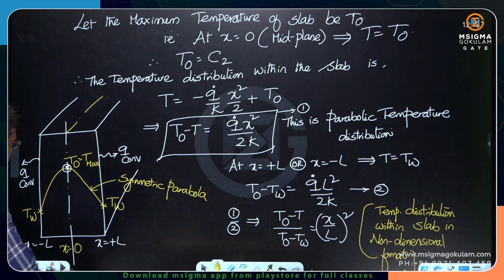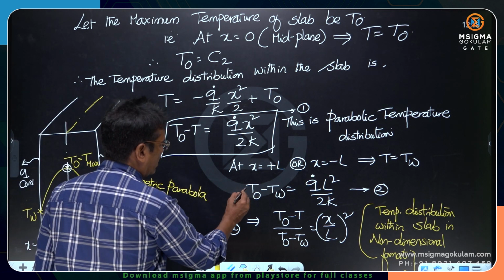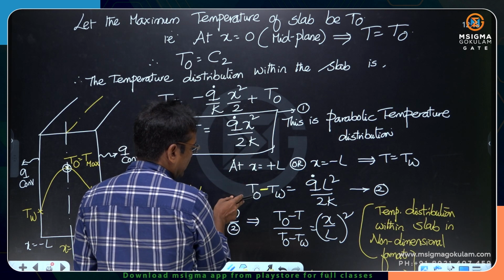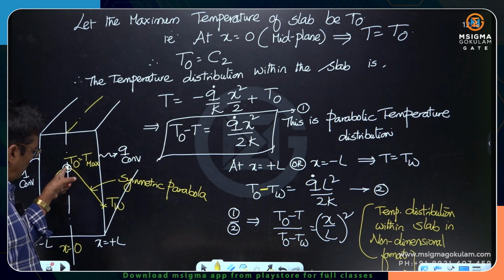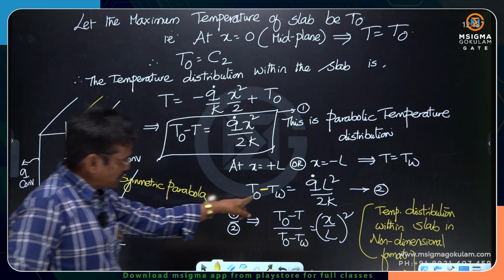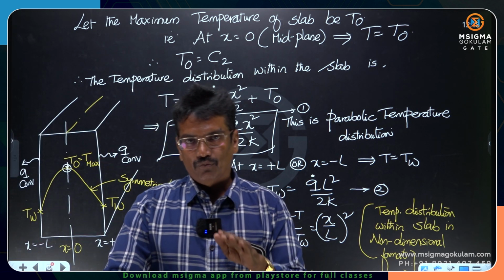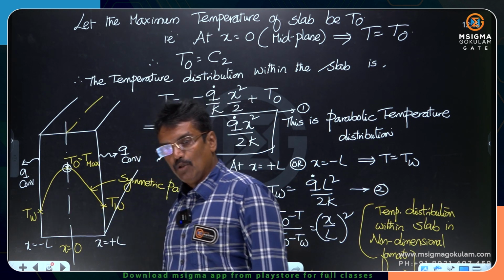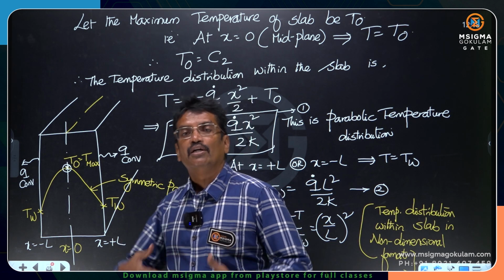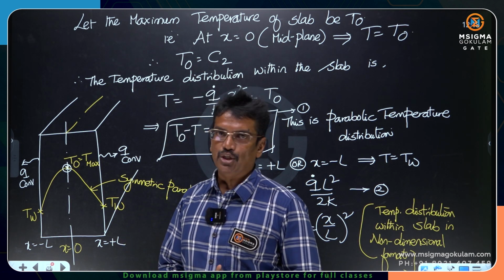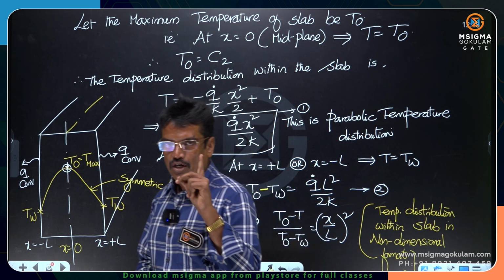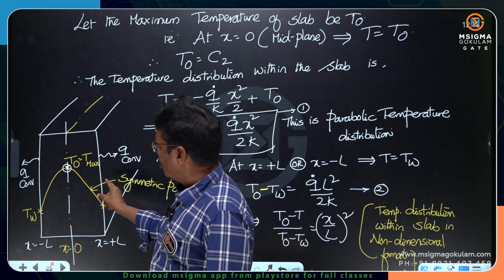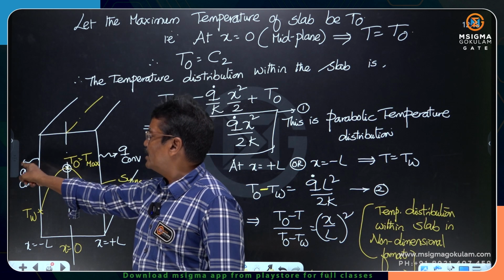If you want to get the maximum temperature, T0 is the maximum temperature, right? The maximum temperature which you are seeing at the mid plane, we should require this TW, is it not? To get the T0 that is occurring at the mid plane, first of all we have to get the TW, the surface temperature. That can be obtained from the energy balance for steady state. For steady state conditions of the slab, the total heat generated in the entire slab should be equal to the heat convected from the right side plus the heat convected from the left side.